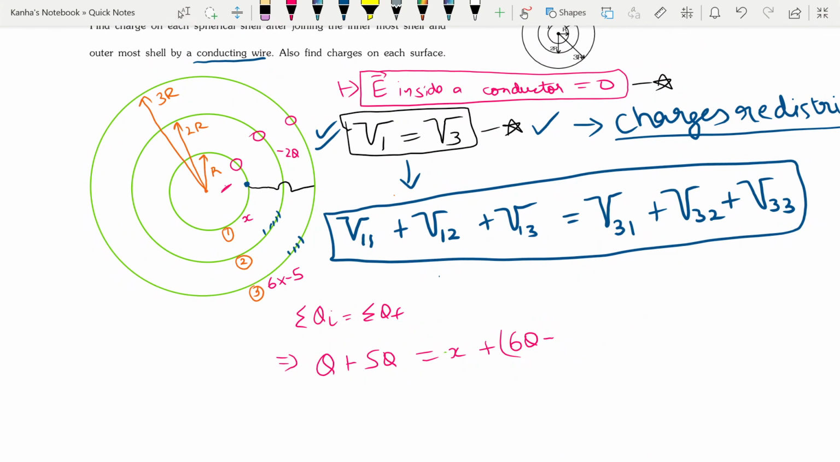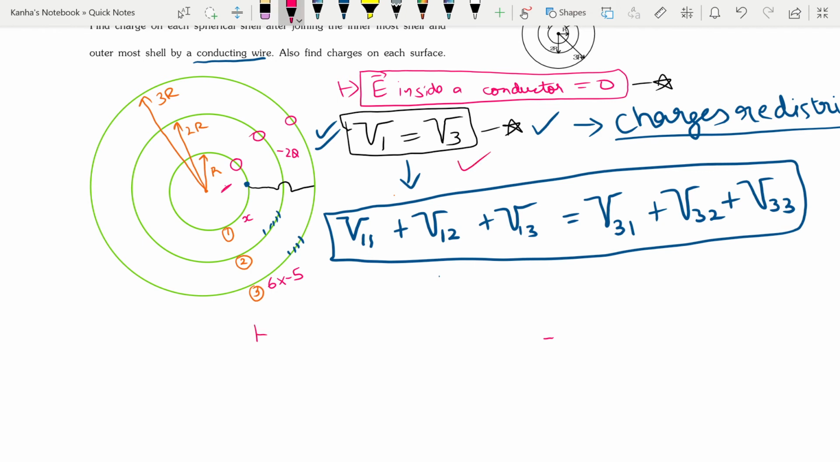So I'll just remove this. I mark the charges. The middle shell is not being connected to anything, so its charge will remain as minus 2q. Now you use this. What does this imply?